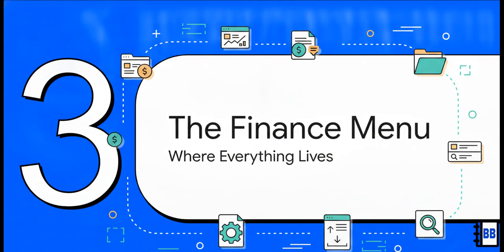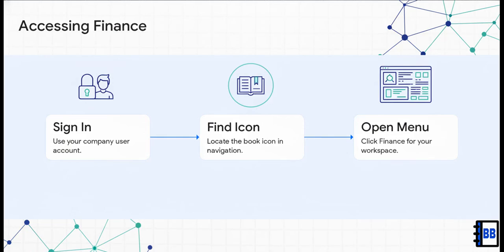Let's jump right into Section 3, the finance menu, which is exactly where everything lives. Getting there is incredibly straightforward. Just sign in with your company account, look up at the main navigation bar, and locate the little book icon. That is your finance menu. Clicking that opens up your entire accounting workspace, which is the hub where almost all of your daily financial work is going to take place.